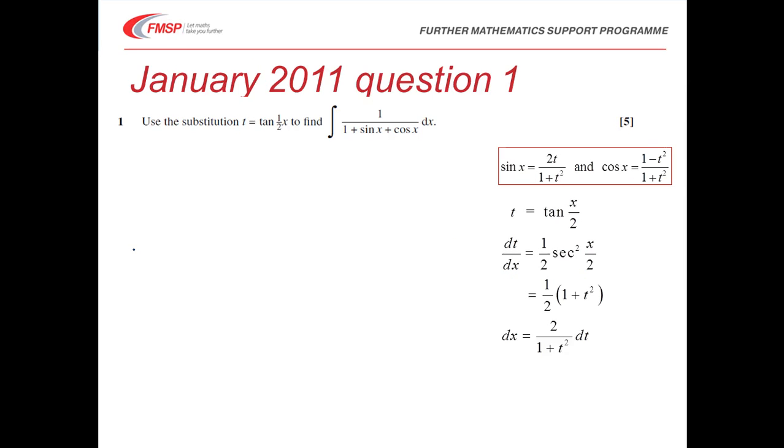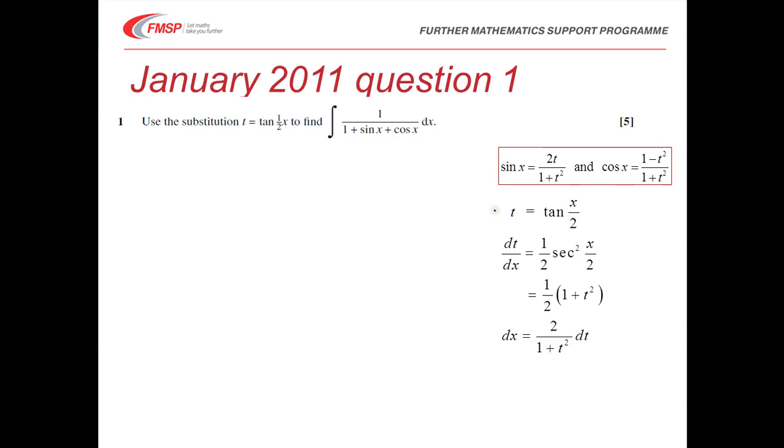The first one is the t equals tan a half x substitution. So we'll use this as a reminder of how to do a substitution. A couple of things that are useful. sin x equals 2t over 1 plus t squared and cos x is equal to 1 minus t squared over 1 plus t squared. Just remember these actually have come from your formula books. So I've put them in a box there, but do remember that. You can look them up.